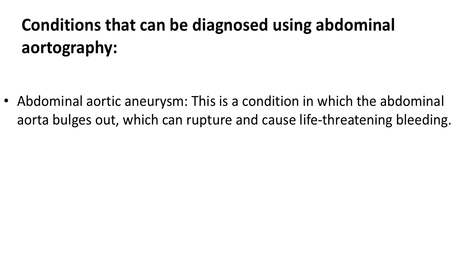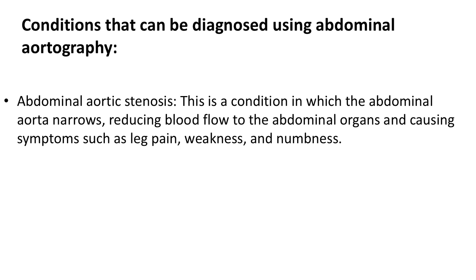Conditions that can be diagnosed using abdominal aortography. Abdominal aortic aneurysm. This is a condition in which the abdominal aorta bulges out, which can rupture and cause life-threatening bleeding. Abdominal aortic stenosis. This is a condition in which the abdominal aorta narrows, reducing blood flow to the abdominal organs and causing symptoms such as leg pain, weakness, and numbness.